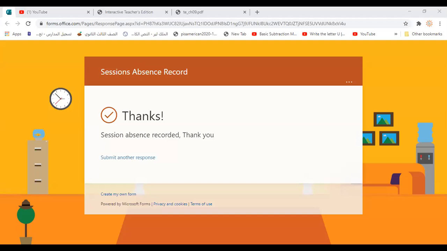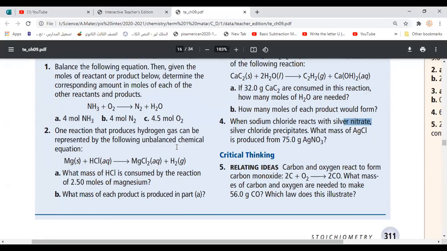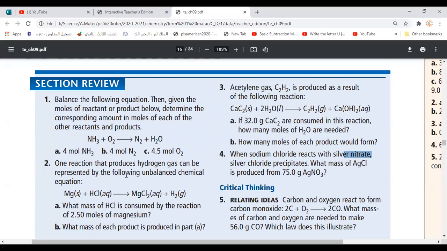Suppose we're gonna start to practice our worksheet, or sorry, practice the section review of chapter 9, section 2 about the ideal calculations of stoichiometry.